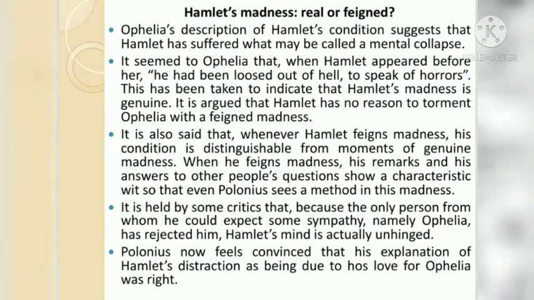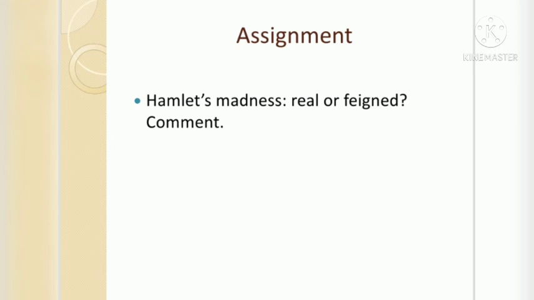Polonius now feels convinced that his explanation of Hamlet's distraction as being due to his love for Ophelia was right. With Ophelia's account of Hamlet's strange behavior, Polonius is now convinced that Hamlet is actually mad, or in love sickness, and it is due to Ophelia rejecting his love. And he believes that his assumption was right all along. And that becomes the end of this session.